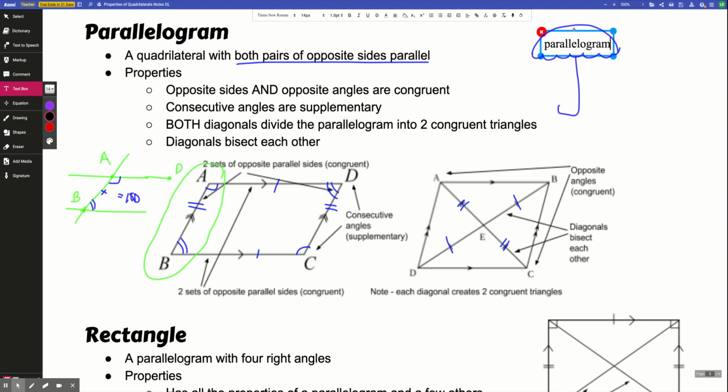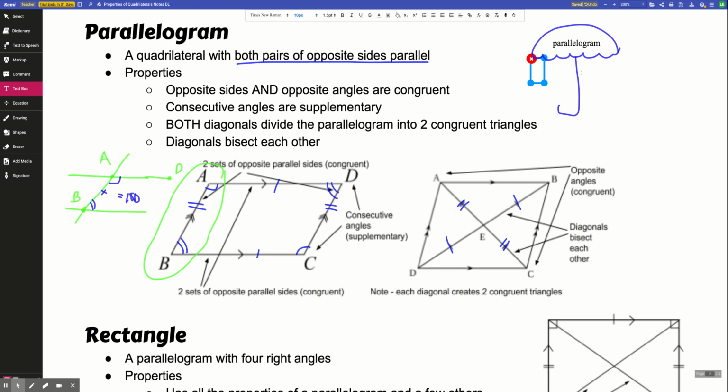Okay, parallelogram is like the overarching term, and then there are other things that are underneath the parallelogram. The further down you go in the umbrella, the more specific or the more properties these things have to have.